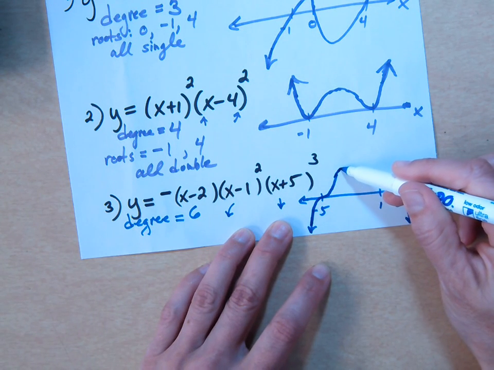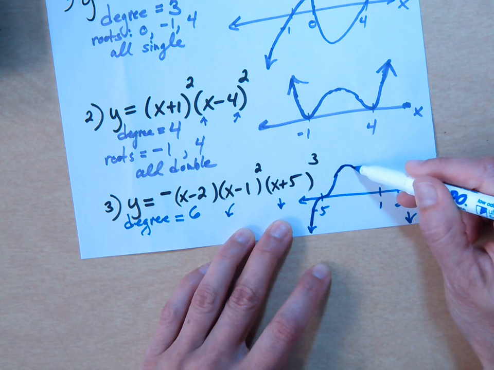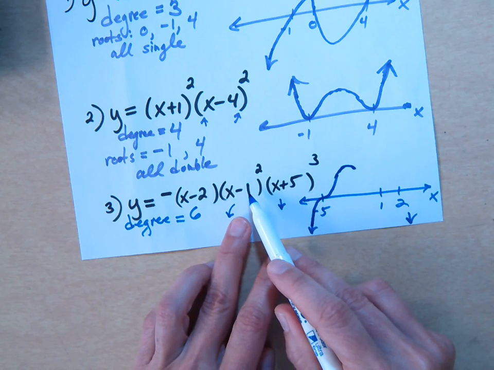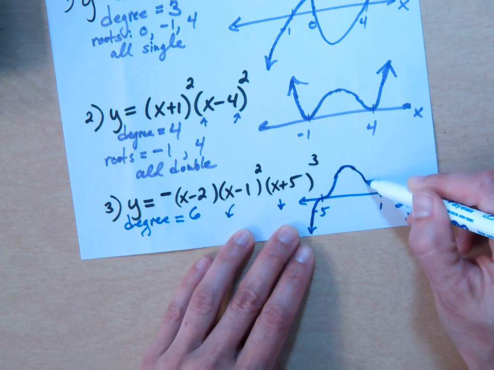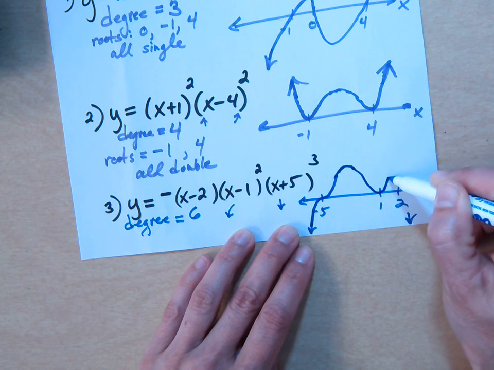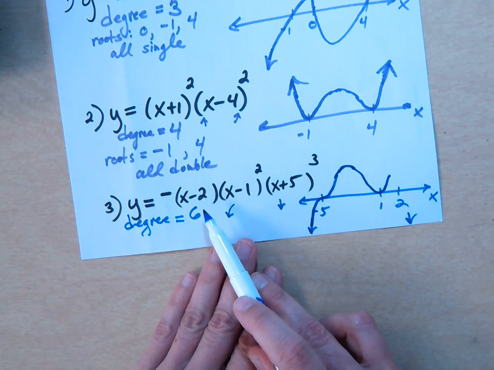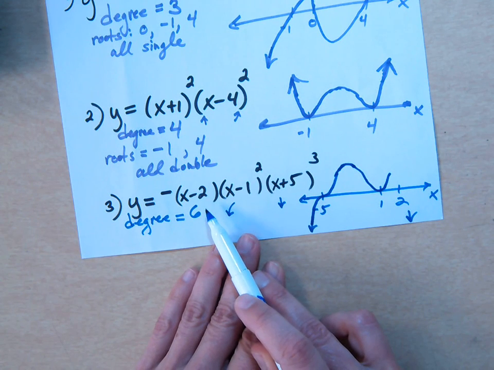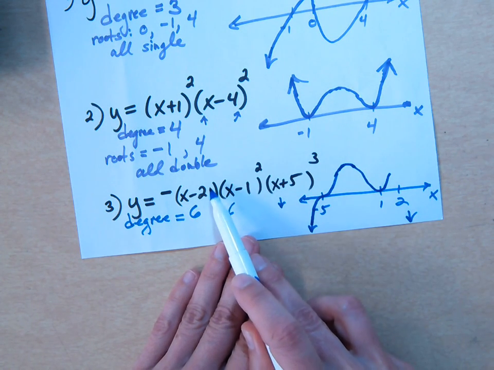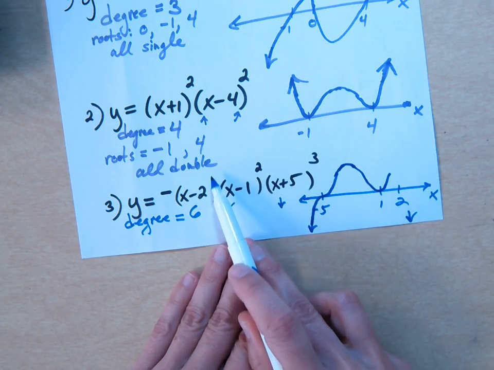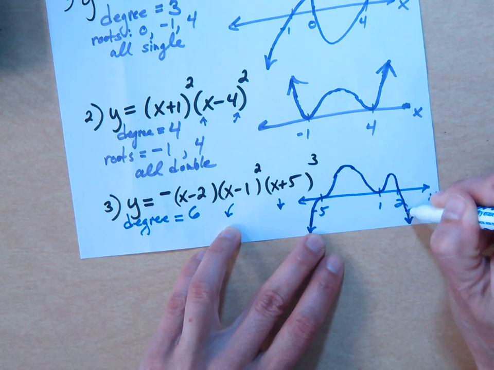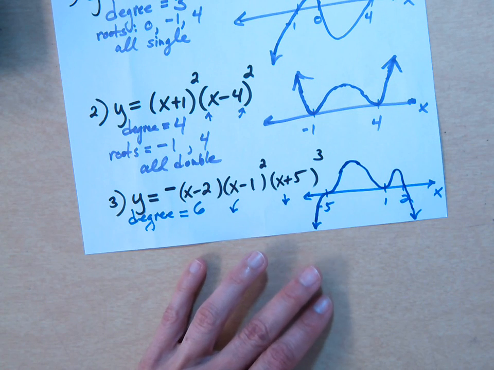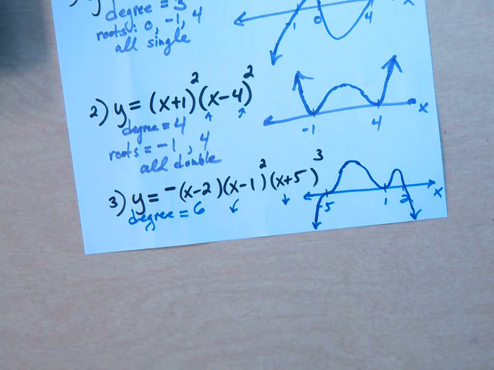What kind of root is 1? Double. So do we pass through or do we bounce off? Bounce off. And then what kind of root is 2? Single, right? Because there's an invisible 1 exponent. It's a single root, so it just passes through, and it should make sense with your end behavior. If it doesn't match up with the end behavior, then that's a good check that you did something wrong.